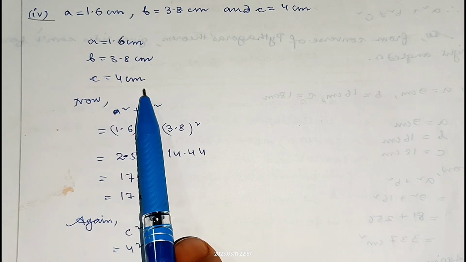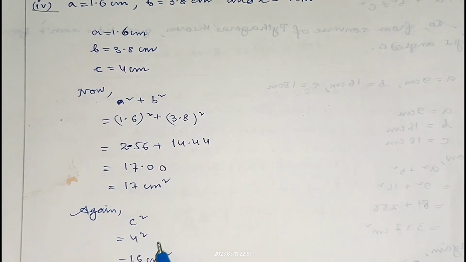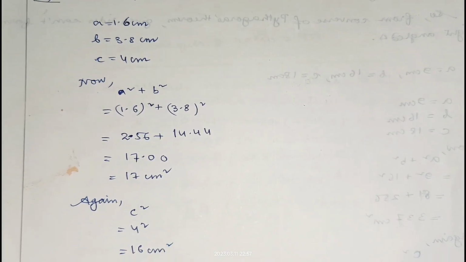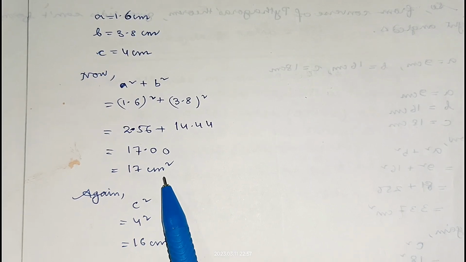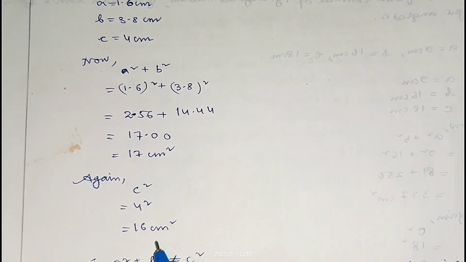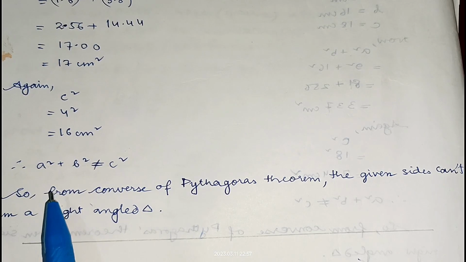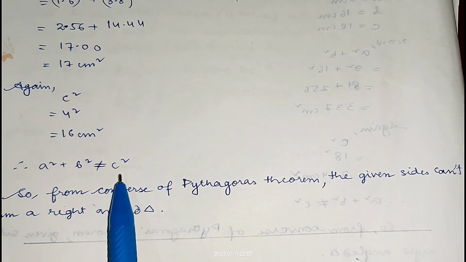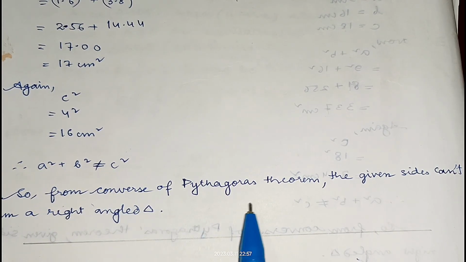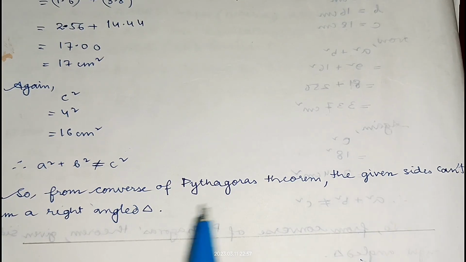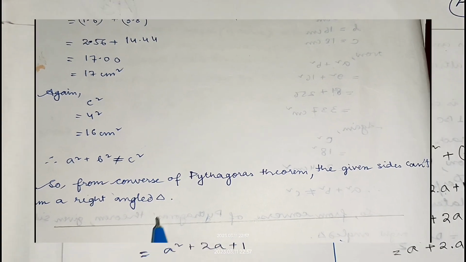Now if I take the longest side, which is 4 centimeter, C square is 4 square and 4 square is 16 centimeter square. So in the first case we got 17 and second case we got 16. Therefore, A square plus B square is not equal to C square. So from converse of Pythagoras theorem, the given sides cannot form a right angled triangle.